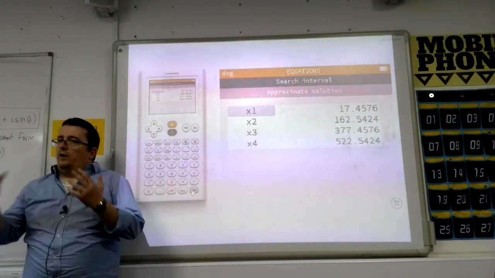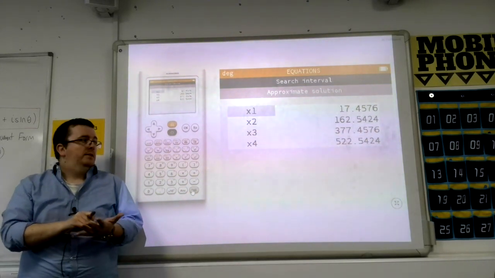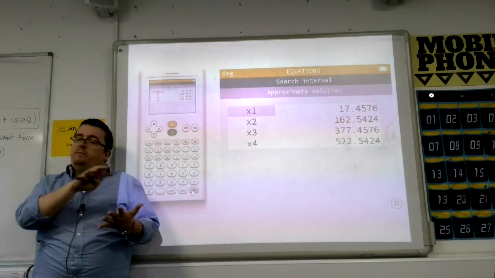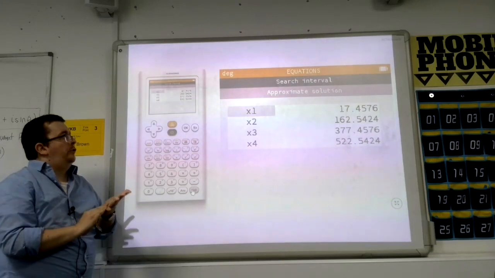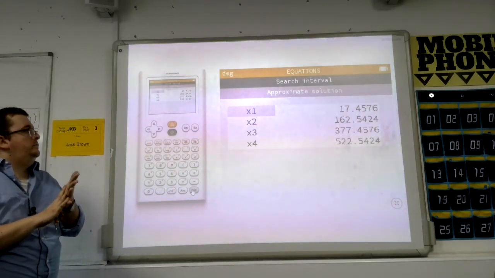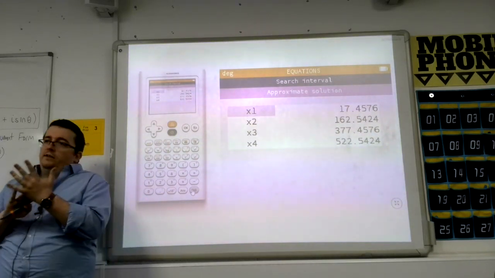So in an exam, I can type the equation into my calculator, and I can double check that I'm getting all of the correct solutions, whether I'm in degrees or radians. So that's really neat, really useful.